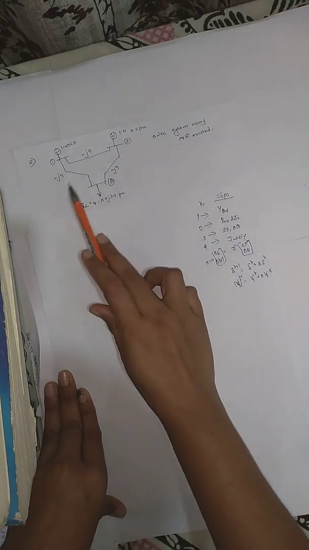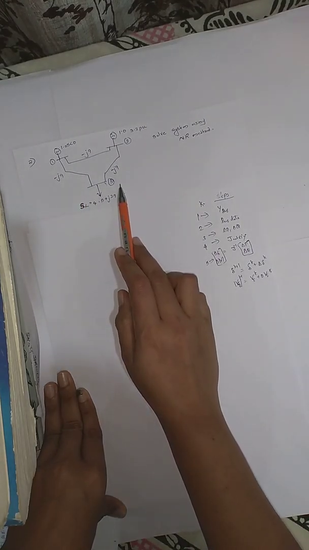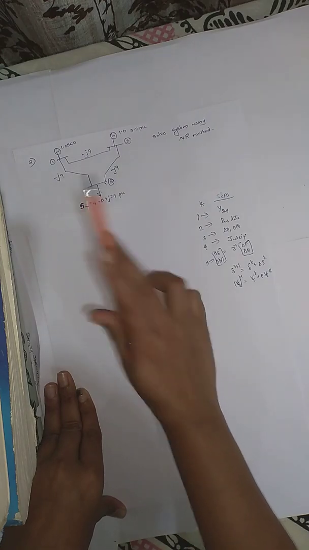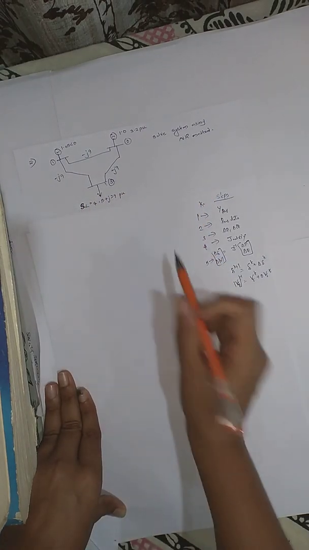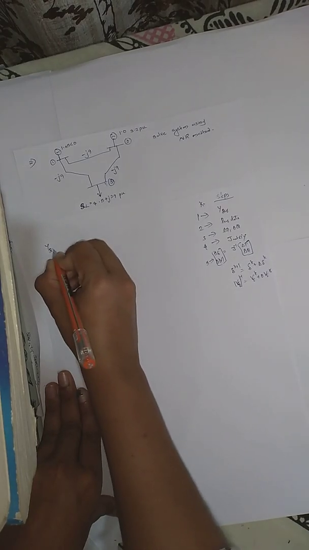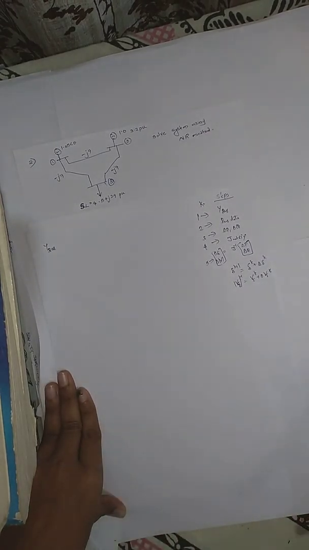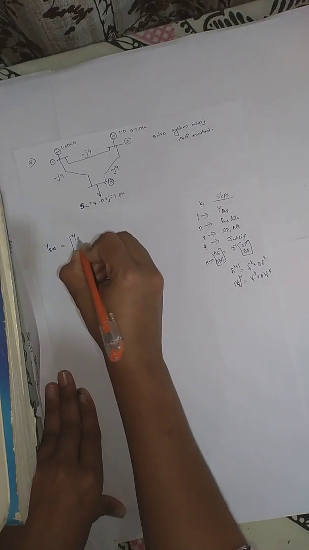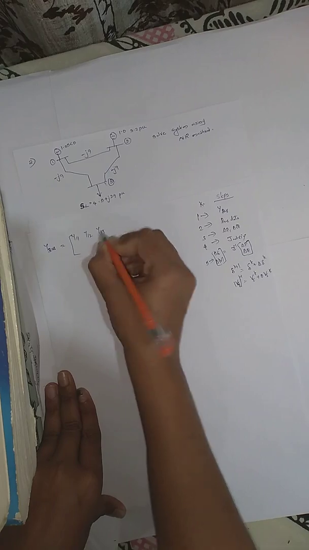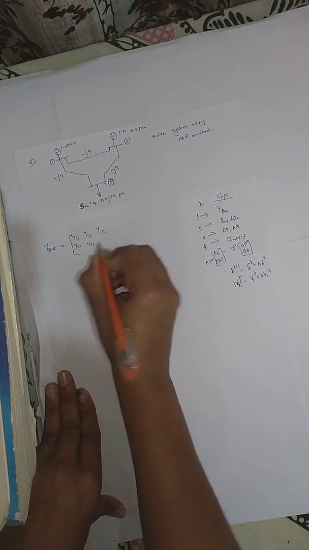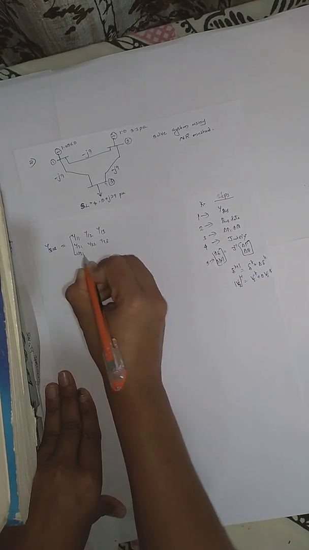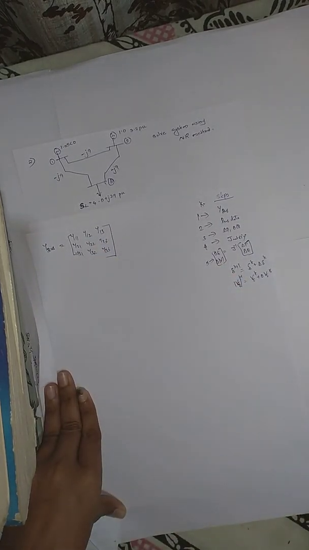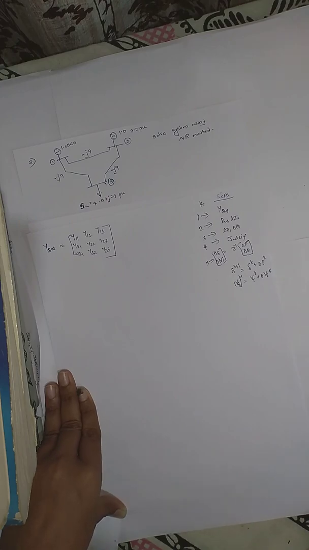So here also there are three buses, and the admittance, minus J9, is given, so we can directly find out our Y bus. No need of doing it with the impedance table. So Y bus is a 3 by 3 matrix: Y11, Y12, Y13, Y21, Y22, Y23, Y31, Y32, Y33. These are the 3 by 3 matrix elements we are going to find out.